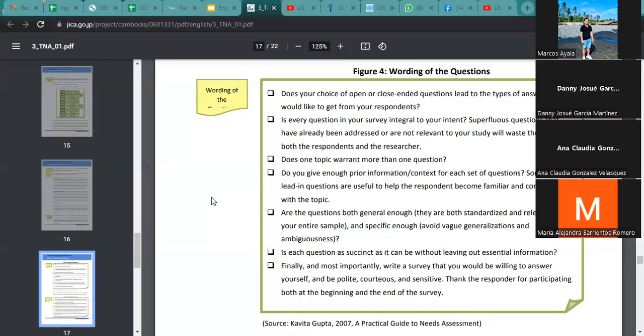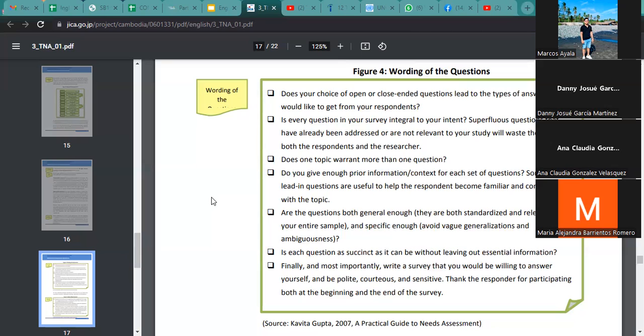Are the questions both general enough, so they are standardized and relevant to your entire sample, and specific enough, avoiding vague generalization and ambiguousness? Is each question as succinct as it can be without leaving out essential information? Finally, and most important, write a survey that you would be willing to answer yourself, and be polite, courteous, and sensitive. Thank the responder for participating both at the beginning and at the end of the survey.